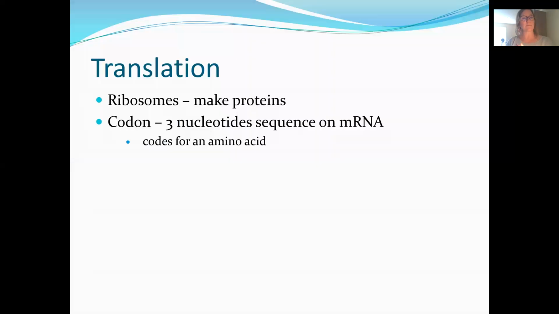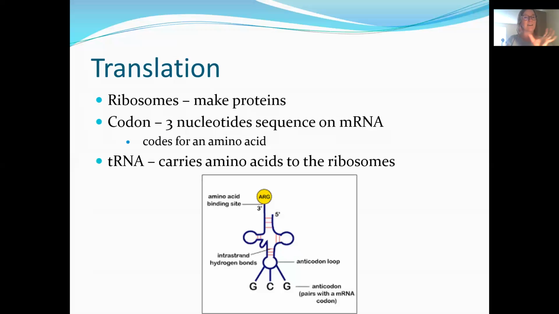Okay, so translation. We have ribosomes, then we have the codons on the mRNA. The last thing we need to talk about is the tRNA. The tRNA, the transfer RNA, carries amino acids to the ribosomes, and it brings the correct amino acid. How it knows what amino acid to bring into the ribosome is with the anticodon. The tRNA has an anticodon. It is complementary to the codon. So the ribosome will only allow in the correct anticodon sequence, and it will bring in the correct amino acid.